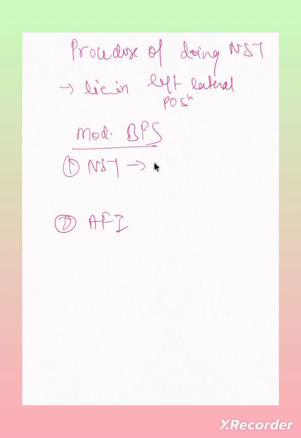So what does NST tell us? NST tells us if the fetus is having any acute distress, so it will be detected by NST. Whereas you are checking amniotic fluid index to detect any chronic distress of the fetus. Any chronic distress of the fetus will be detected by AFI.